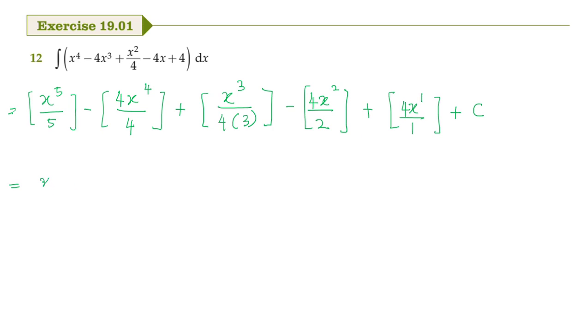So simplify further, you have x power of 5 divided by 5 minus x power of 4 plus x power of 3 over 12 minus 2x power of 2 plus 4x plus c. That's it. Okay, if you want to do it by splitting them first, then you have a multiple of c, and then don't worry about the c. Again, c plus c is still a constant. Constant subtract constant is still a constant.